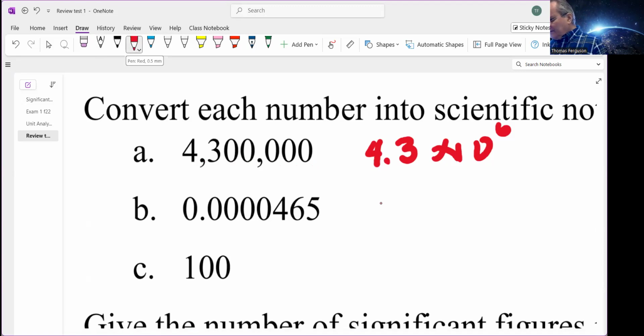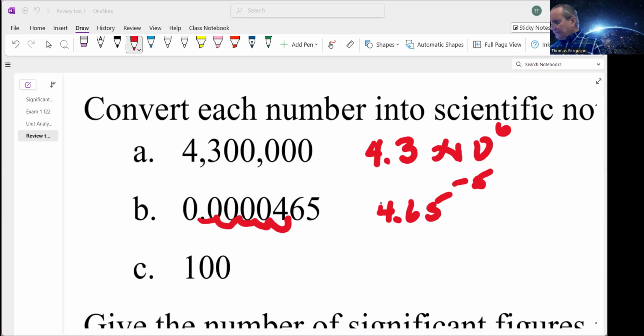Okay, so this is, and we go 1, 2, 3, 4, 5. So numbers that are less than 1 have a negative exponent. Okay, yeah, yes. Right.